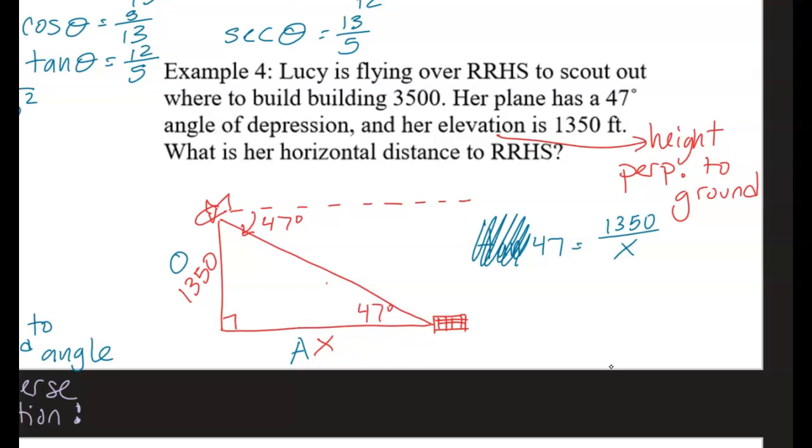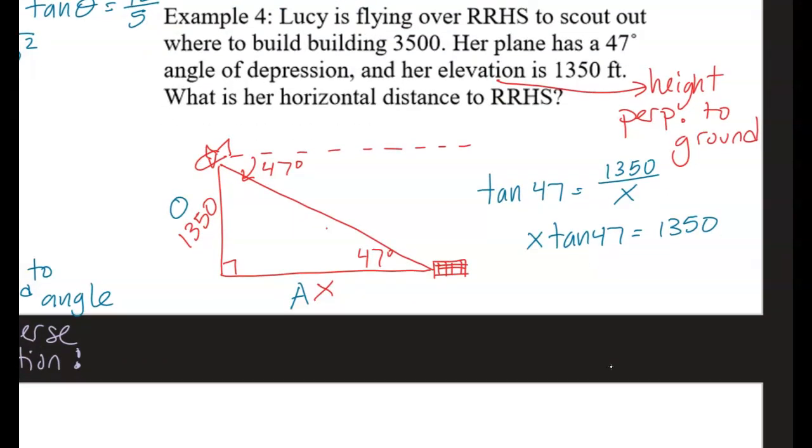Right. Yes. To get something out of the denominator, all you have to do is multiply by the denominator. So this turns into x times tangent of 47 is equal to 1350. But then the x is still not by itself, so you just divide by tan of 47. Or you could just recognize that anytime you have x in the denominator, like Sam was saying, you can just switch the function and x.